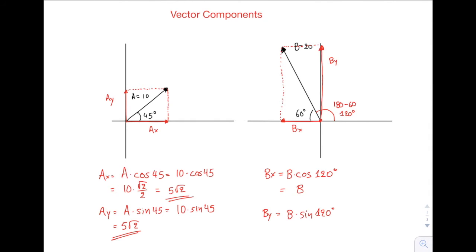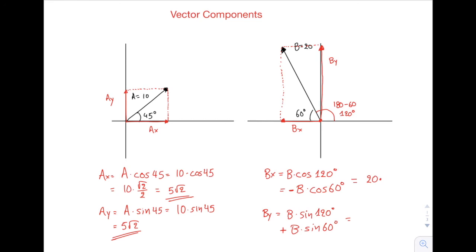Another way is to take the rule as B times cosine of 60 degrees, but we have to note that the Bx is on the left side, so we need to take the negative sign, and for the By component, B times the sine of 60 degrees, and because it is upward, it must be positive. In both cases, the result will be the same.